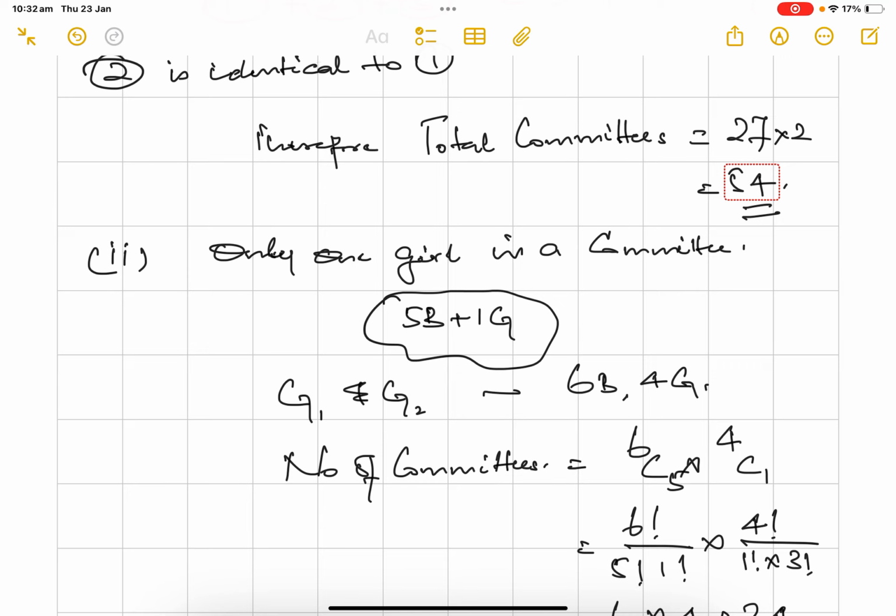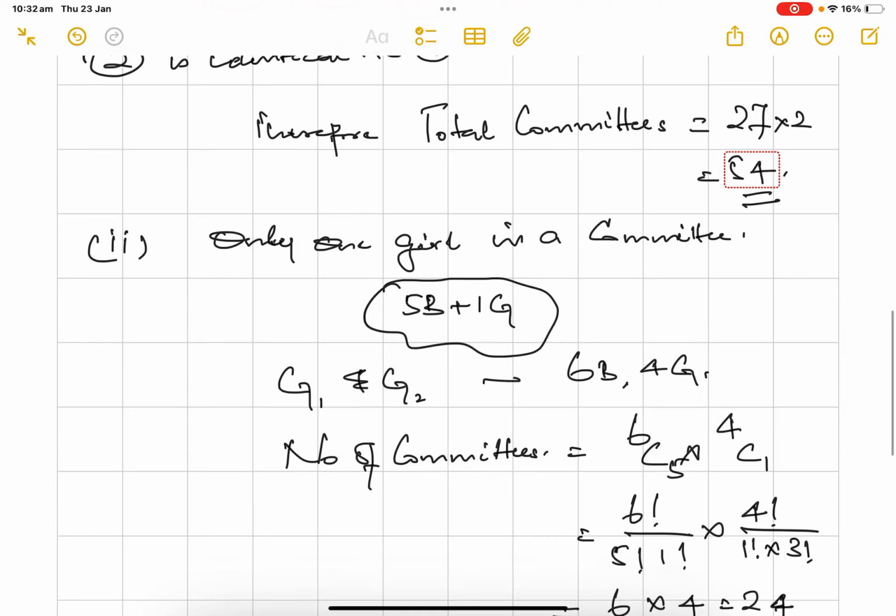That's all. The second part, 6 members, with one as the maximum number of girls. So there are 5 boys, 5 girls in the two groups. We can actually combine the two groups as G1 and G2. Now the big group will be 6 boys and 4 girls. Out of that, we need to get 5 boys and 1 girl. That's the condition.